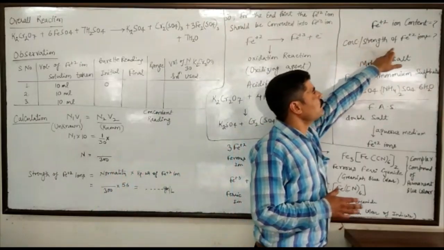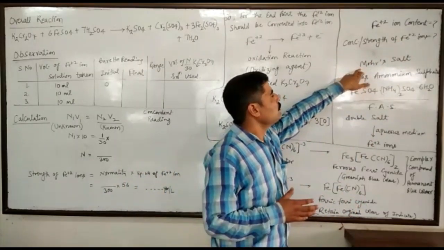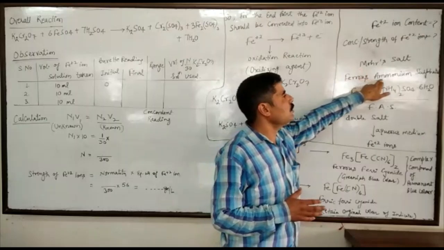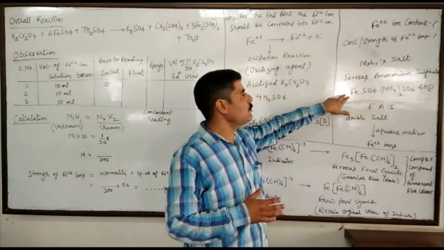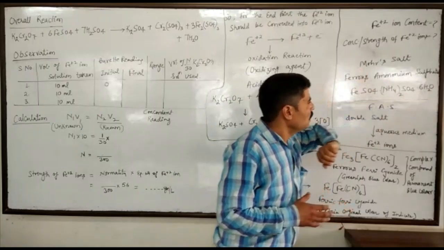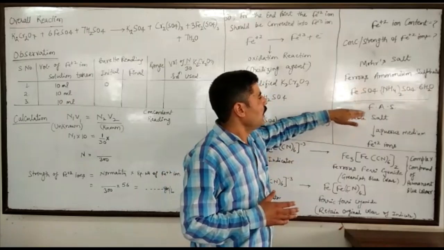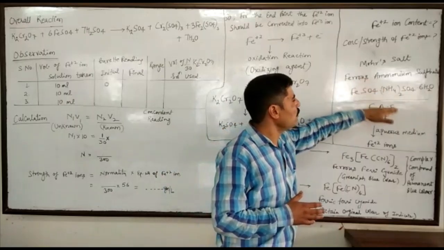And from where do these Fe+2 ions come into the solution? They come into the solution from the Mohr salt. The chemical name of the Mohr salt is ferrous ammonium sulfate, and the chemical formula of the Mohr salt is ferrous sulfate, ammonium sulfate, 6H2O. And in short, it is called FAS. F for ferrous, A for ammonium, S for sulfate.